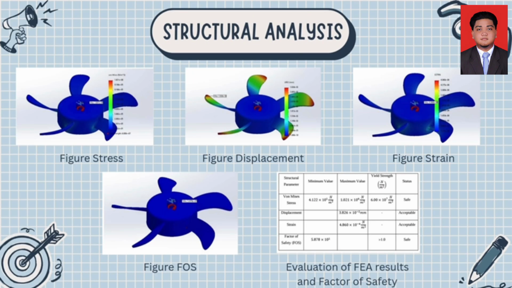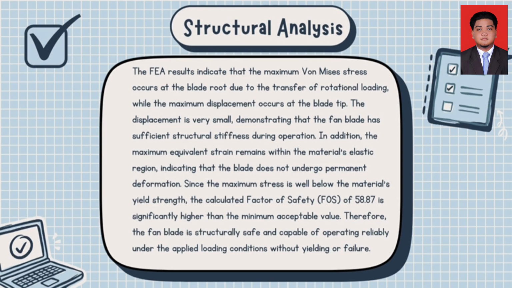So, this is the figure for stress for structural analysis, figure displacement, figure strain, figure factor of safety, and this is the evaluation of the results. For the next slide, the results indicate that the maximum von Mises stress occurs at the blade root due to the transfer of rotational loading, while the maximum displacement occurs at the blade tip. The displacement is very small, demonstrating that the fan blade has sufficient structural stiffness during operation.